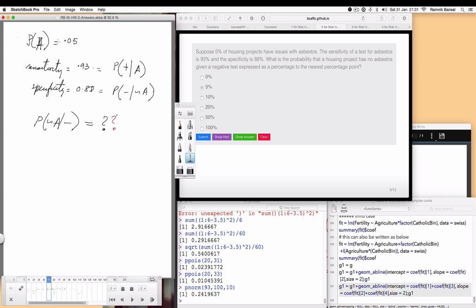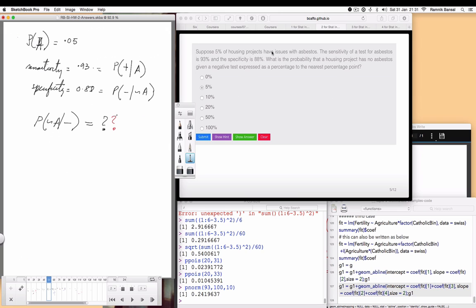So in this case, we're saying the probability of asbestos happening is 0.05. Given that the project has an issue with asbestos, what is the probability of the test showing that yes, this house has it? It's 93%, yeah, so that's what it is.